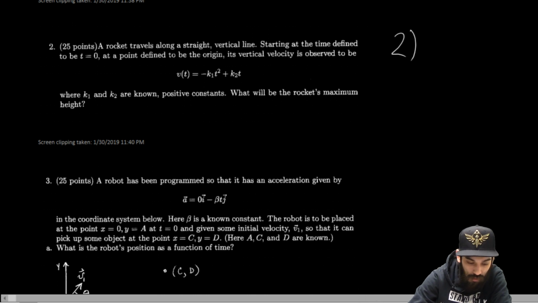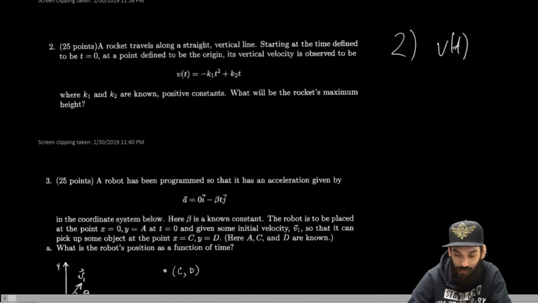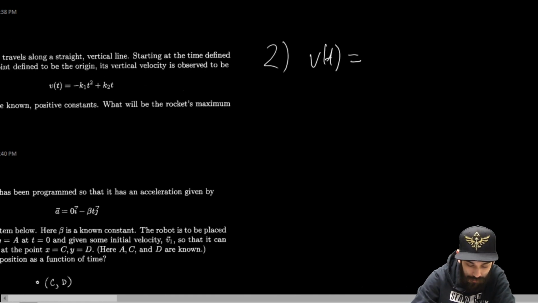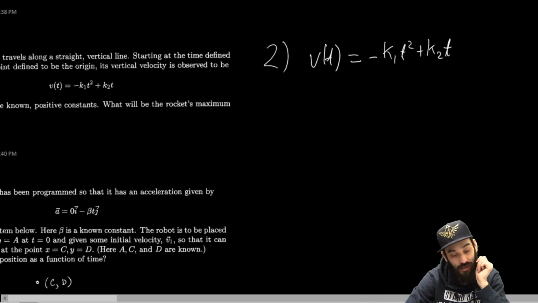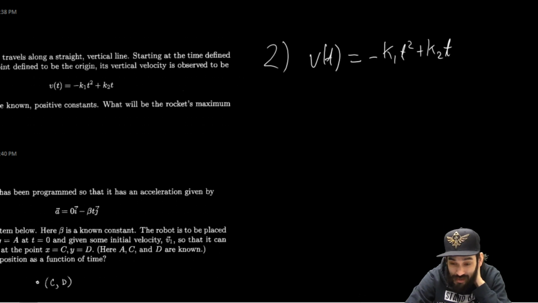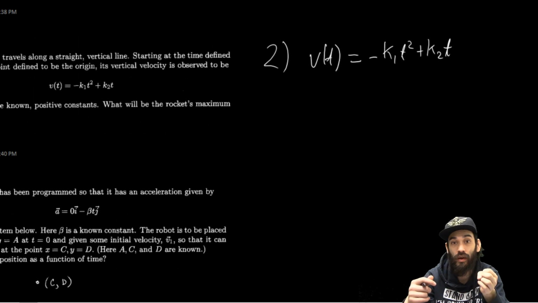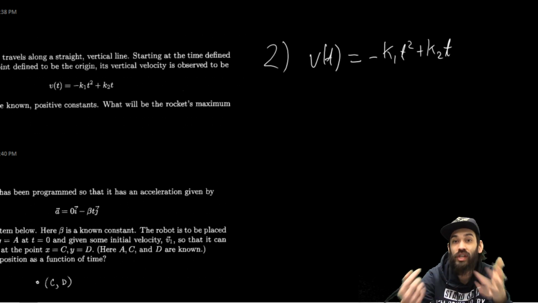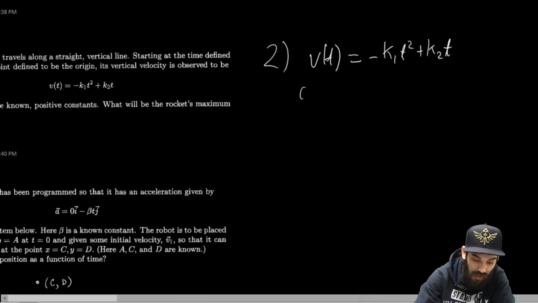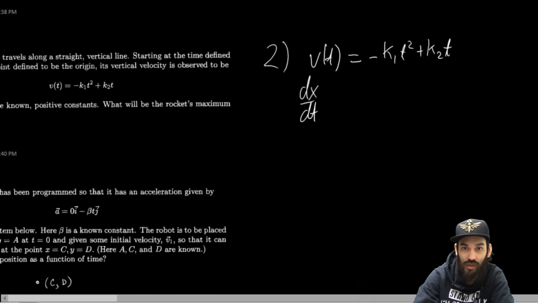So we're given this velocity as a function of time: minus k1 t squared plus k2 times t. Now, we want to find what the maximum height is. And we know that when something reaches a maximum height, or when something turns around, its velocity is equal to 0. In a similar way, the position is not changing. So if the rate of change of the position with respect to time is equal to 0, that's the same thing as saying the velocity is equal to 0.